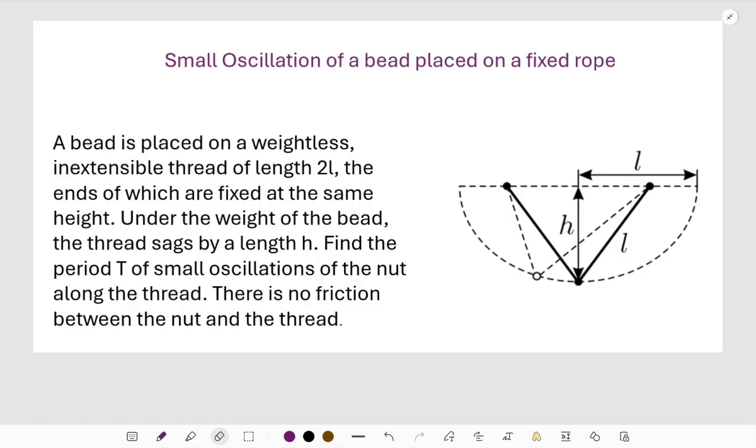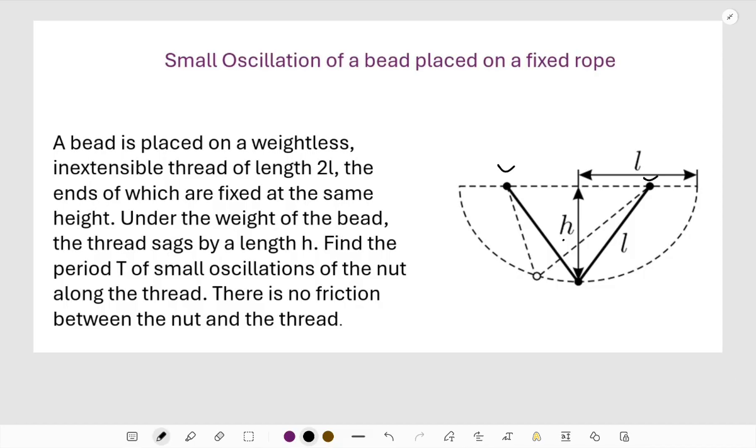We need to have details of this problem, and there is the statement of the problem saying that a bead is placed on a weightless inextensible thread of length 2L, the ends of which are fixed at the same height. I think this should be the case. And under the weight of the bead, the thread sags by a height h. This is the original situation. Find the period T of small oscillations of the nut.